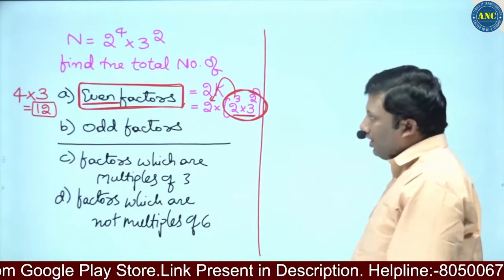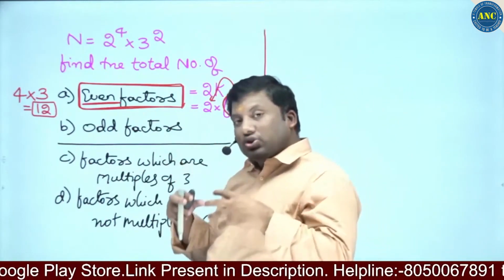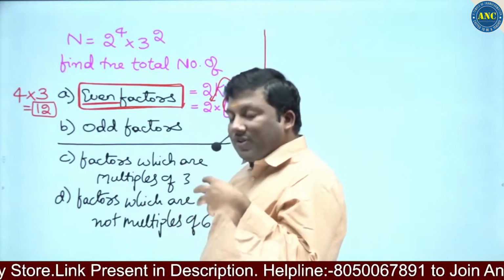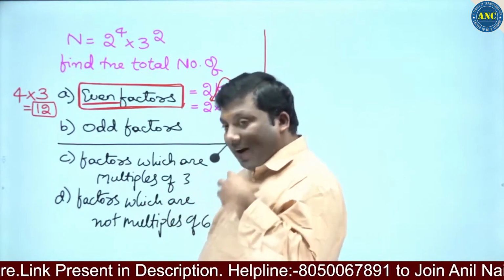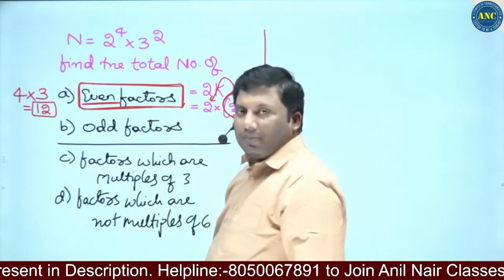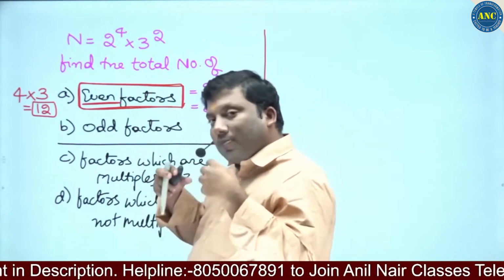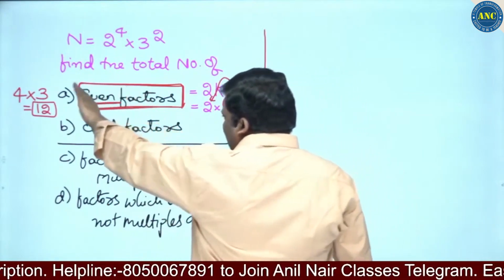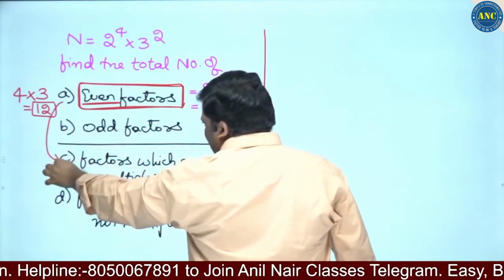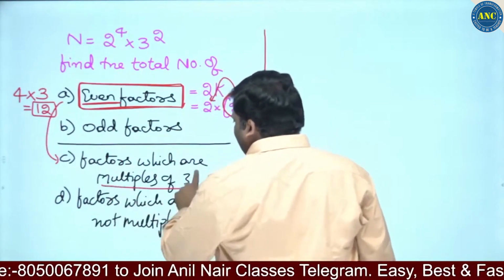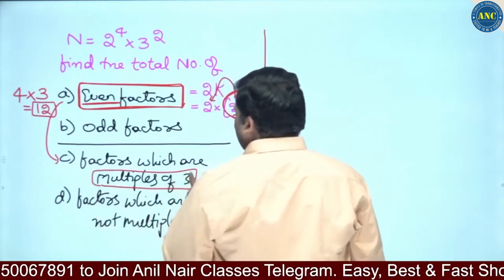Very conceptual. The same question can also be asked like this: even factors, factors which are divisible by 2, or factors which are multiples of 2. The same concept can also be extended to point C: factors which are multiples of 3.